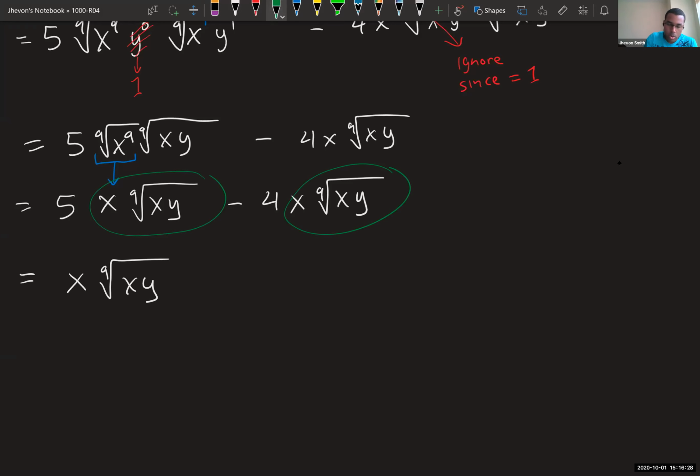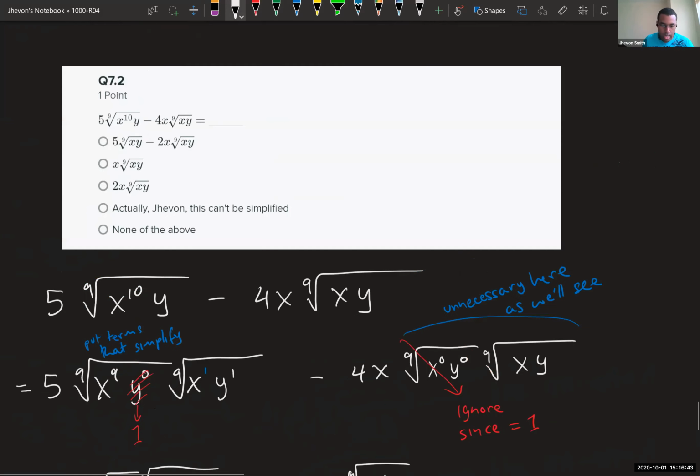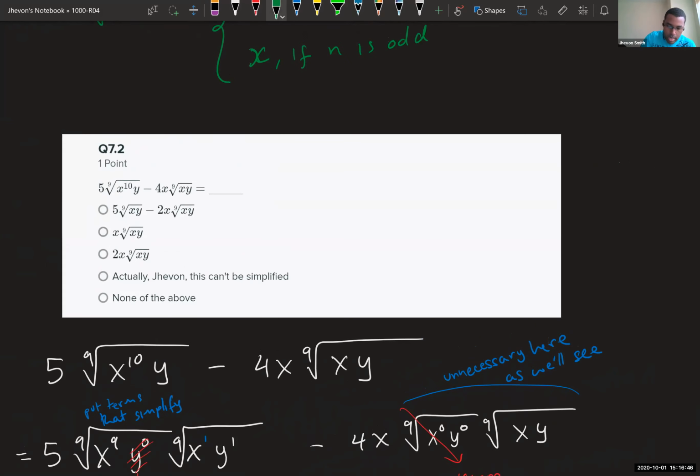So it's like if you were to call this a, so this is like 5a minus 4a. Well, the answer is just the a, right? And so you have that. So that would be the answer, and that is option C, B, it looks like.